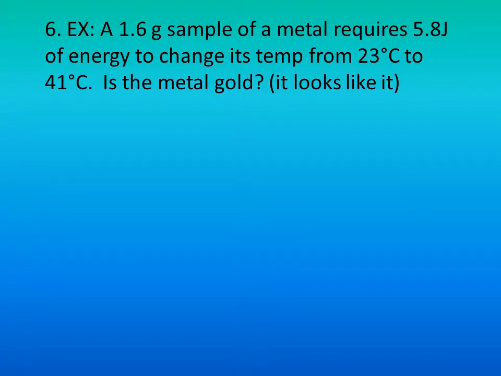So here's an example. Probably need to write this down so you get an idea of what we're doing here. We can at least write some of it down. So 1.6 grams of metal requires 5.8 joules of energy to change its temperature from 23 degrees Celsius to 41 degrees Celsius. Is the metal gold? So here's what we're going to write down: 1.6 grams, 5.8 joules, from 23 degrees Celsius to 41 degrees Celsius. Is it gold? So we're going to write our equation down and substitute. Now you need to tell me what we have here.